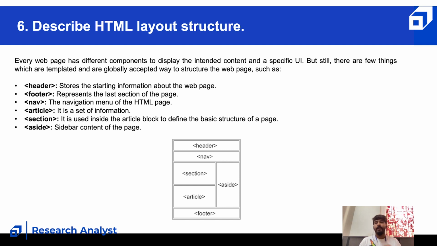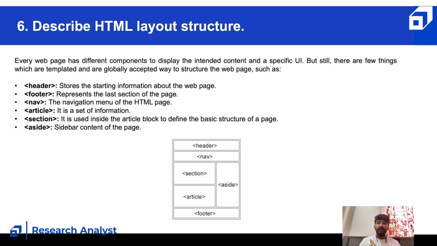That's basically navigation. The next part is article. So it's a set of information. Okay, it's just regular information. Any website will have information. So that's basically article. Section, it is used inside the article block to define the basic structure of the page. So the article block will use multiple sections to differentiate the content. Okay, so one single article wouldn't make sense. The article, there would be multiple subsections to it. So those are called sections.